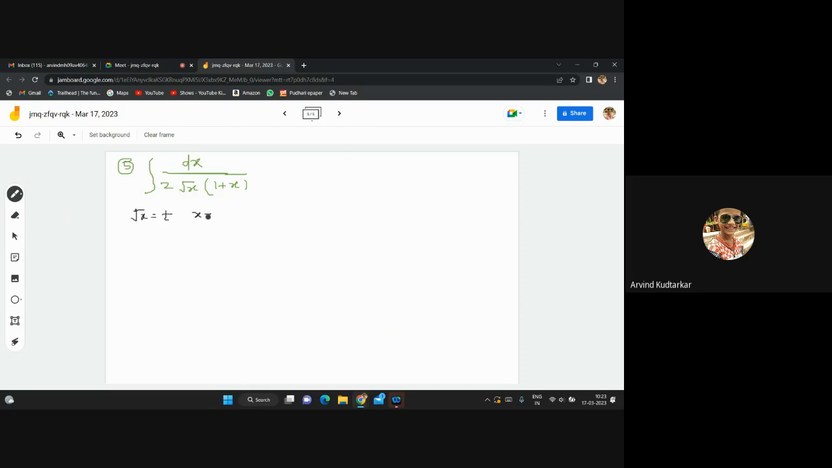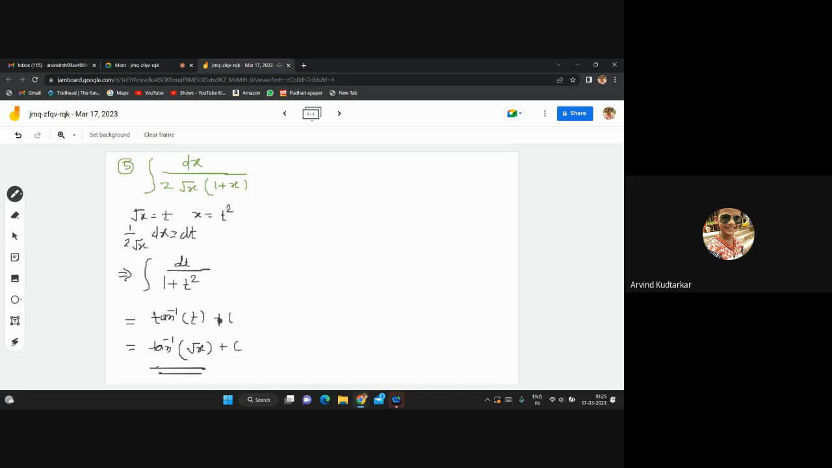dt upon x, that is t square, means 1 plus t square. This was a standard result in integration. So dt upon t square plus 1, it is 1 upon 1 plus t square. So the integration will be tan inverse of t, where t is root of x. Resubstitute the value of t, and this is tan inverse of root of x plus c, where c is the constant of integration. So the correct option is tan inverse of root of x.